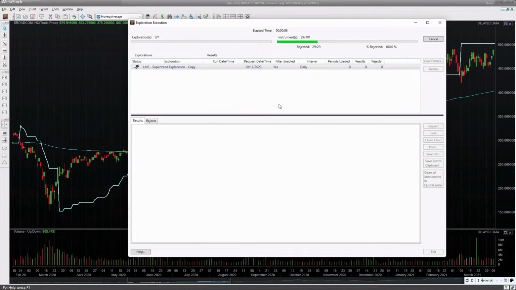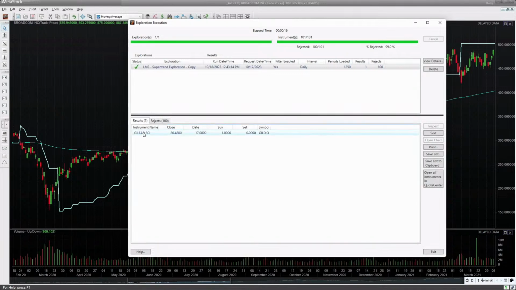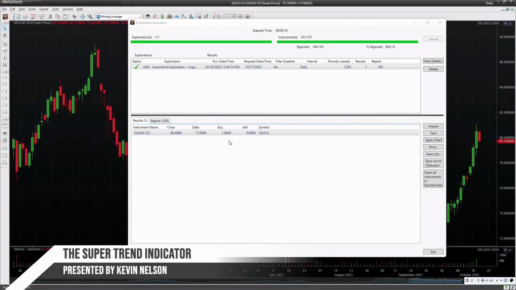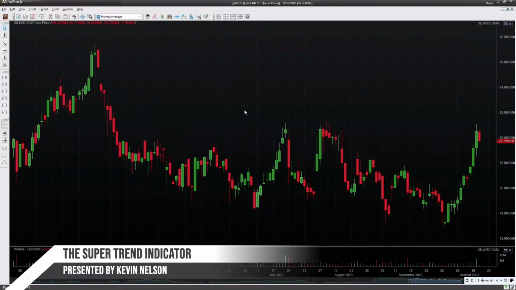But, as you can see, running these different scans and so forth is super simple. You just select it, and then of course you can go and take a look at the results. So here you can see that I am going to get something anyway. There's one security here, Gilead. We'll open that up and then close that down. And you can see in the report, by the way, just real quick, that it's a buy signal. There's a 1 underneath the buy column and a 0 underneath the sell column, meaning that this is basically indicating a buy signal using those same parameters that we came up with before.